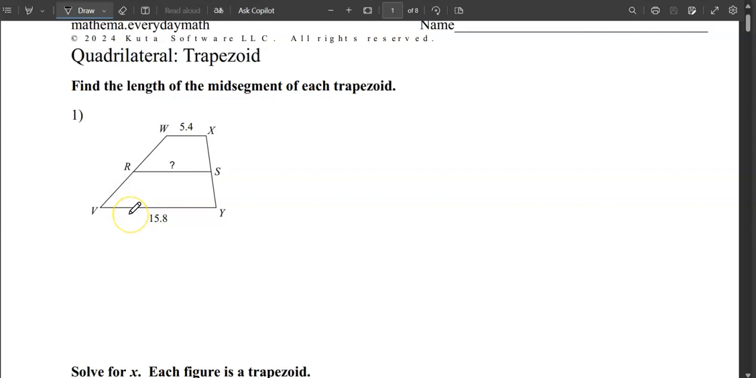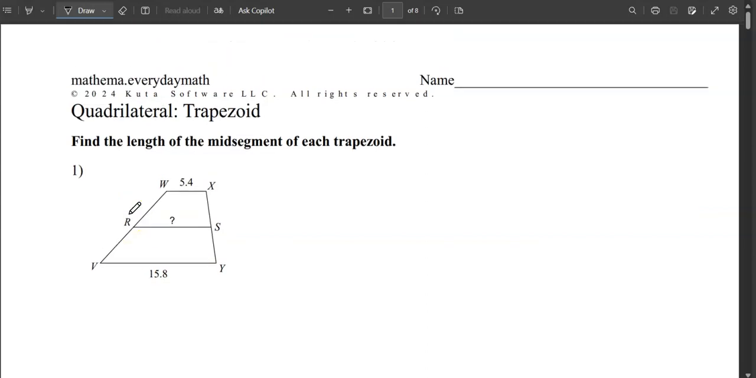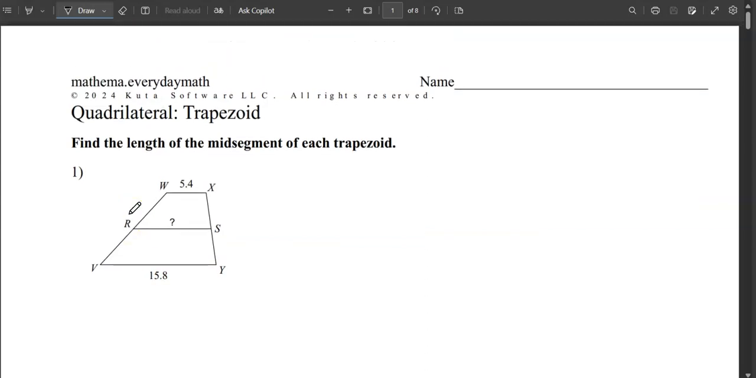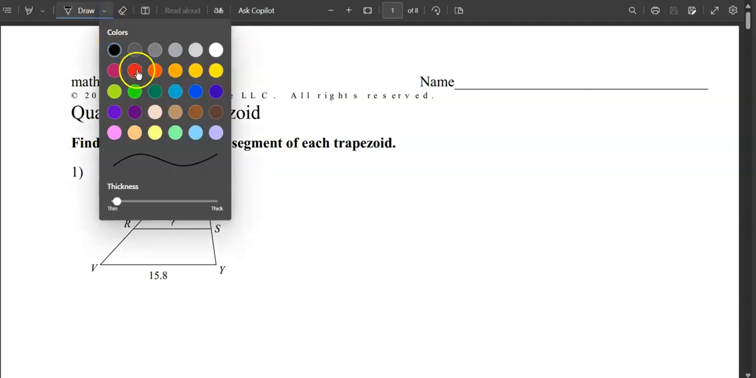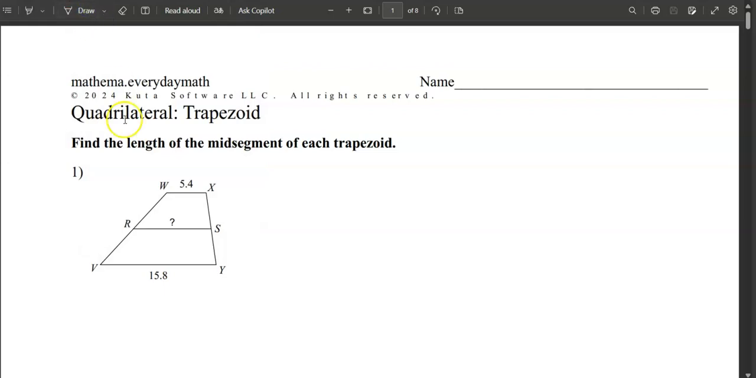So item 1, we are asked to find the length of the mid segment of the trapezoid. So basically, we are asked to find the length of RS. This will be our mid segment, or other books call this the median of the trapezoid. Alright, so what do we know about the median of the trapezoid, or the mid segment?